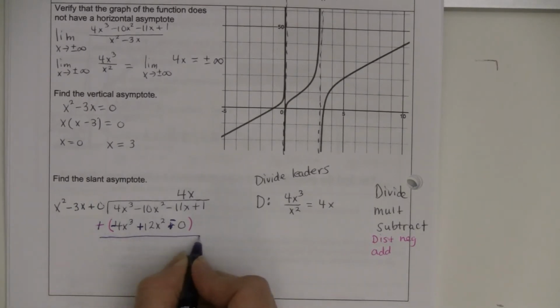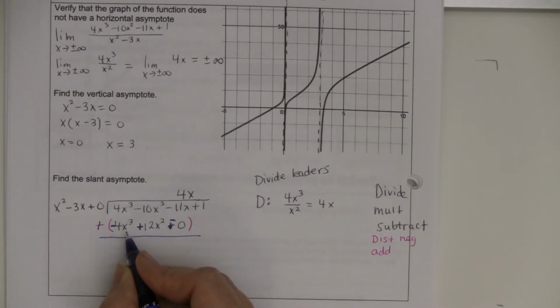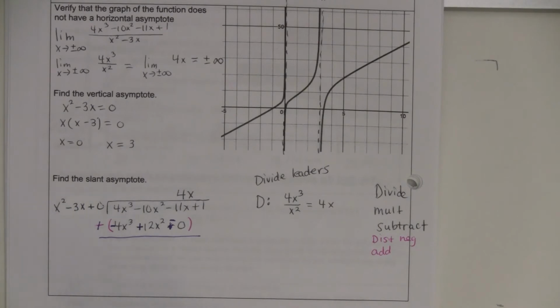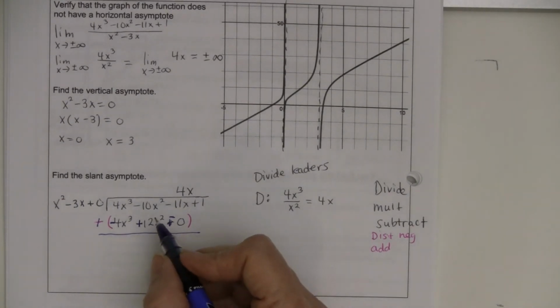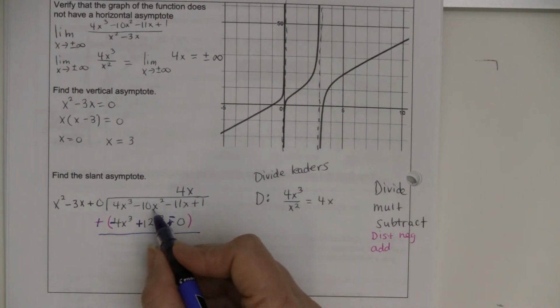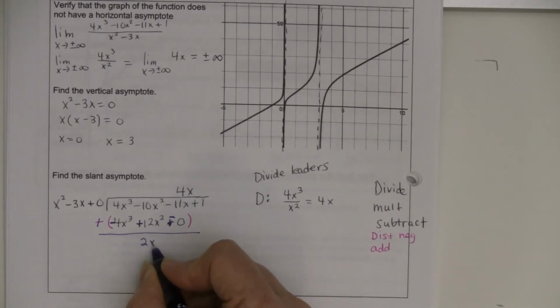And when you add, you just combine like terms. So 4x to the third minus 4x to the third is zero. If you didn't get zero on your leader there, then you have made a mistake. And then what you get is what you get. And so I'm going to have here minus 10x squared plus 12x squared is 2x squared.